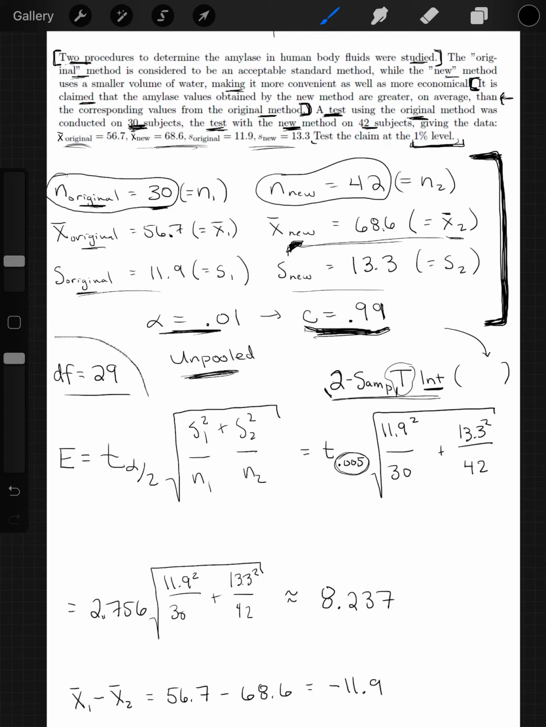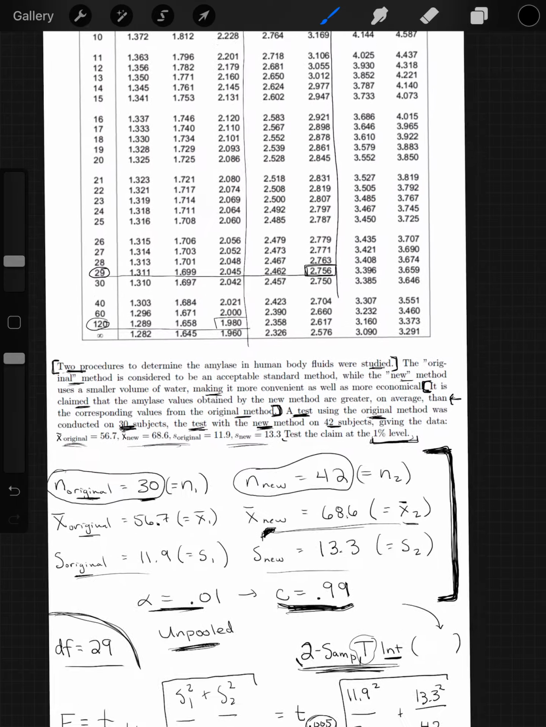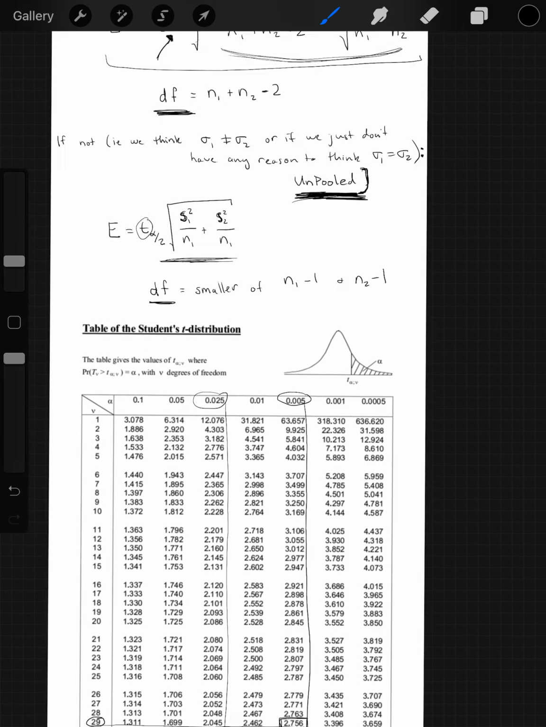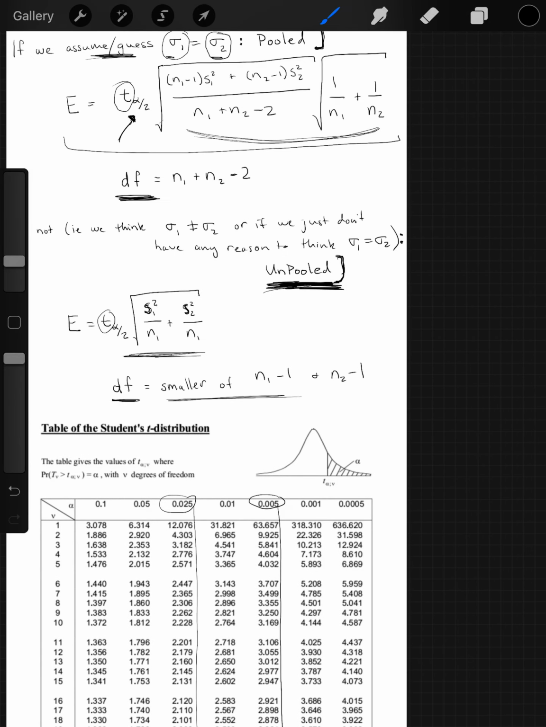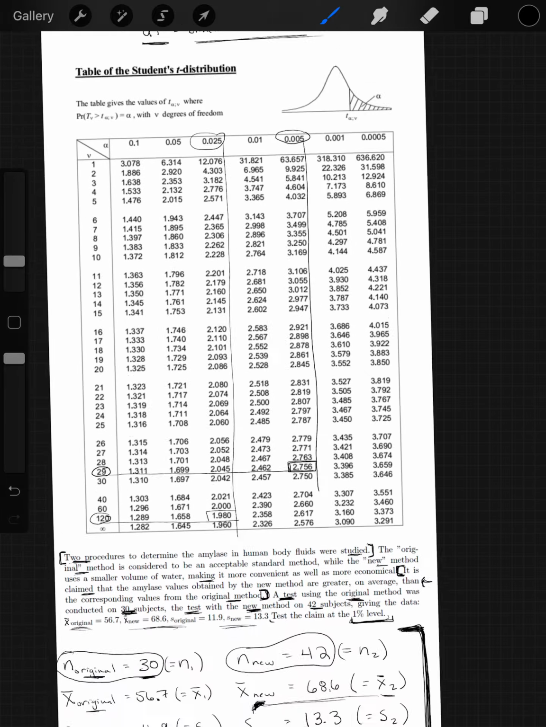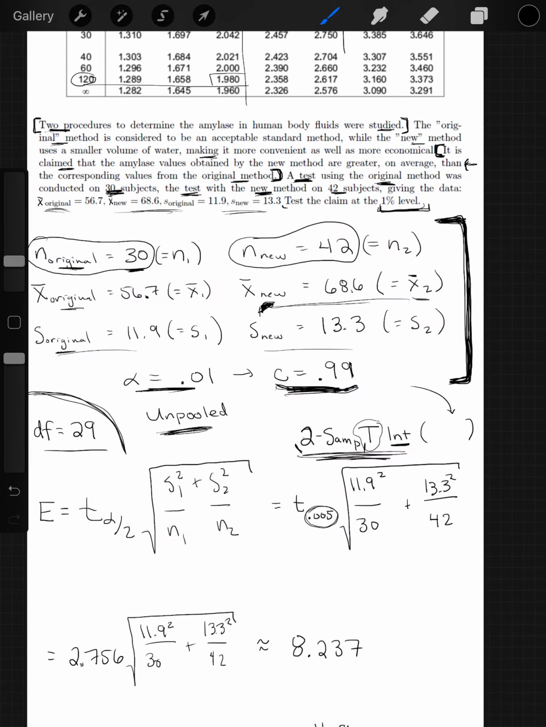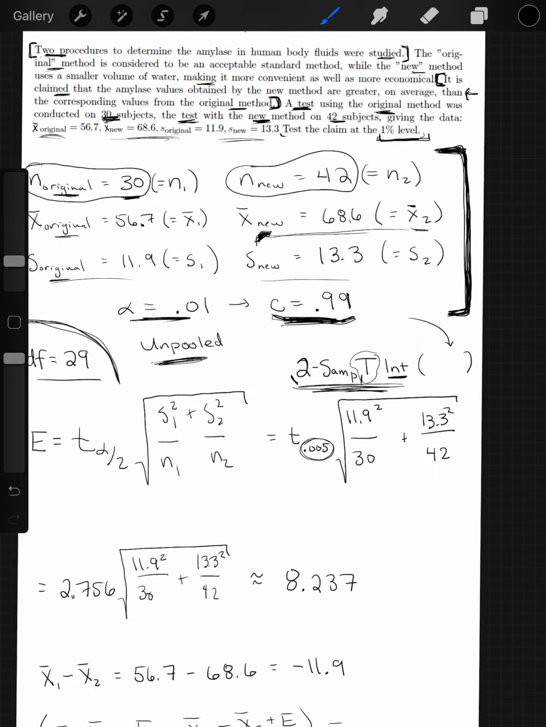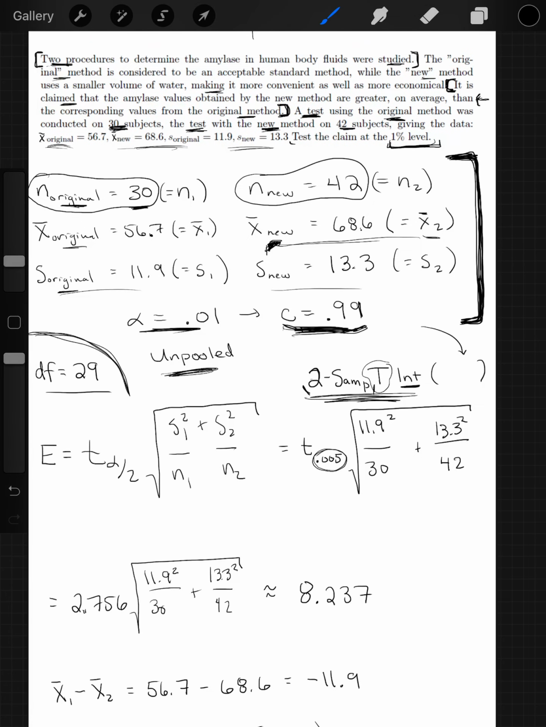So this degrees of freedom, you don't need to find if you are using a calculator, if you're doing this 2-sample T interval command. But you do need it for the formula. So what we did here, this is unpooled, and our rule for unpooled is we want to take the smaller of the 2 sample sizes and then subtract 1 from it, right? So whichever one is smaller, in this case, 30 is smaller than 42, so we take 30 and we subtract 1 from it. And then we start plugging into the formula.